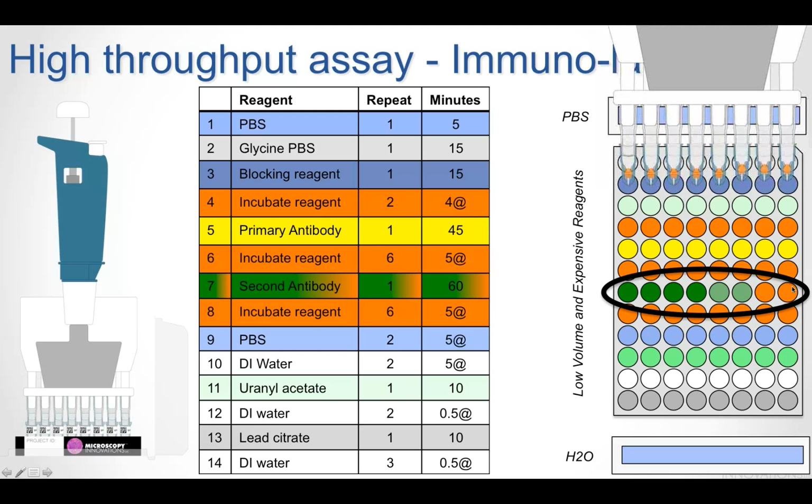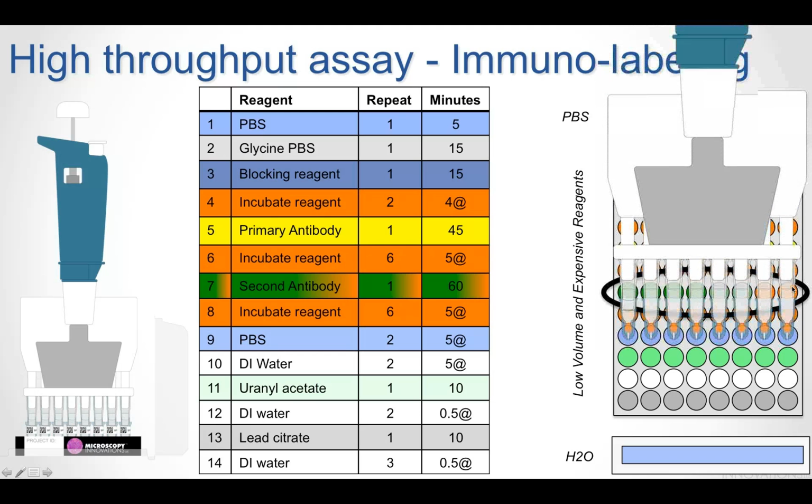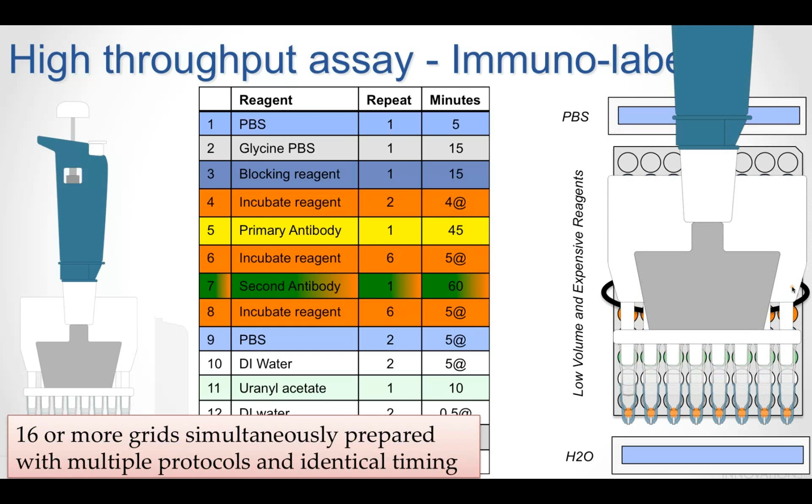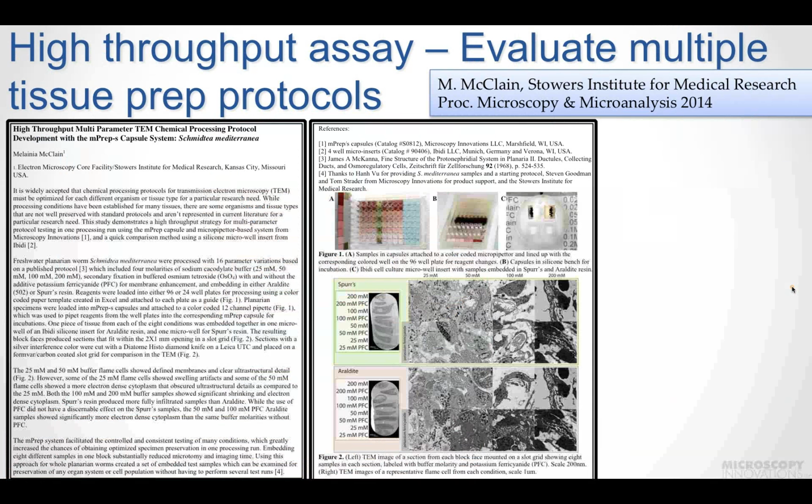And one simply pipettes up from row to row to row with, of course, the appropriate timing and any appropriate agitations one might wish in order to process, in this case, 16 or more grids simultaneously with multiple protocols and identical process timing. So this complicated type of processing can be used for other applications. And Melania McLean at the Stowers Institute published this also last year in Microscopy and Microanalysis in the proceedings.